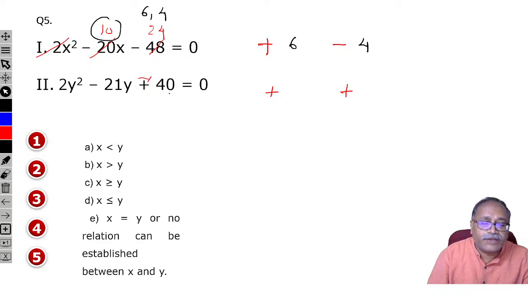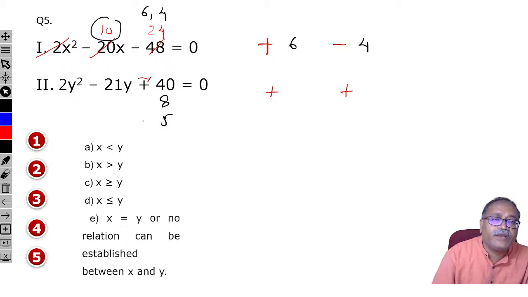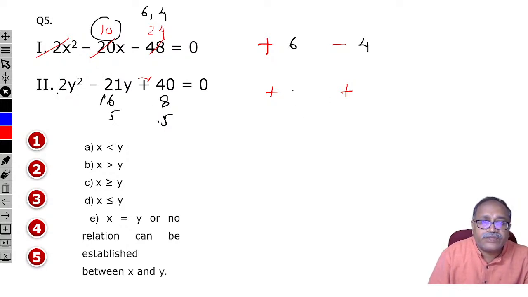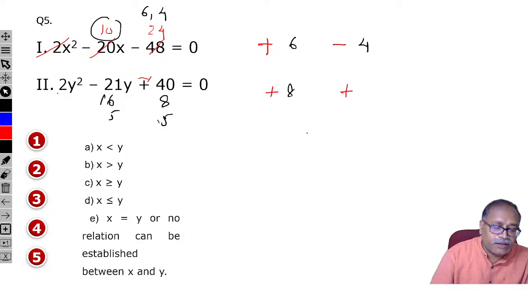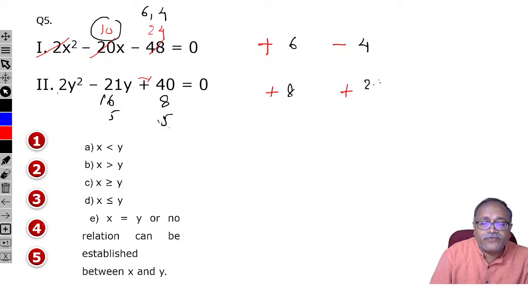part, that is 40. How do I break 40? The very first thing I can imagine is 8 into 5. Now 5 2 is 10, 8 2 is 16. So yes, 16 and 5, 16 divided by 2, which is 8. And then Aman, 5 divided by 2, which is 2.5.